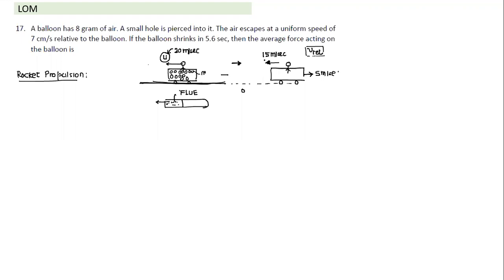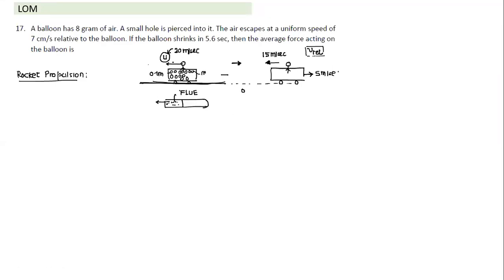And every time I throw the ball, if the mass of the ball is say 0.1 kg, I'm applying an impulse equal to 20 into 0.1 on the ball. It means the ball is exerting an impulse on the trolley in the forward direction. That's why the trolley keeps getting velocity in the forward direction.